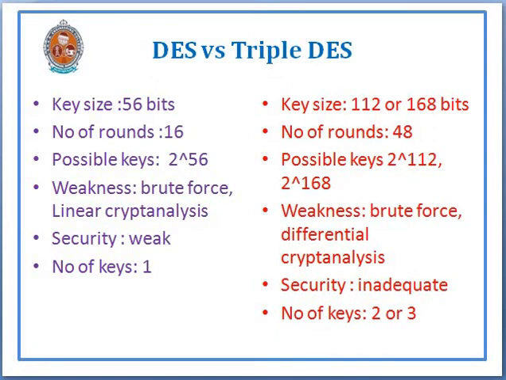And now these are the advantages of triple DES over DES. In the DES algorithm, the original key size is only 56 bits, whereas in the triple DES algorithm, the key size grows to 112 or 168 bits, depending on 2 keys or 3 keys. In the DES algorithm, the number of rounds is only 16, whereas in triple DES the number of rounds is 48. Again, in the DES algorithm we use only 1 key, whereas in triple DES we have to use 2 keys or 3 keys. In the DES algorithm, the overall security is weak, whereas in triple DES the security is adequate.